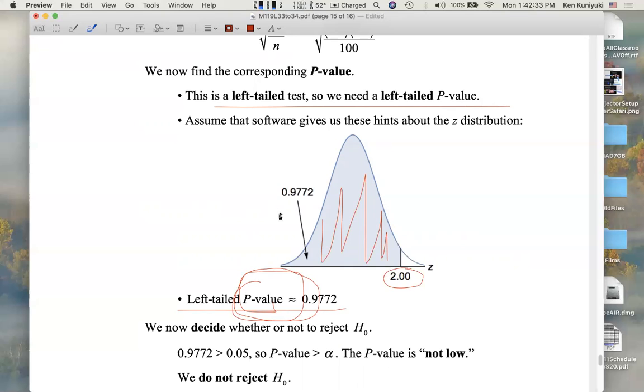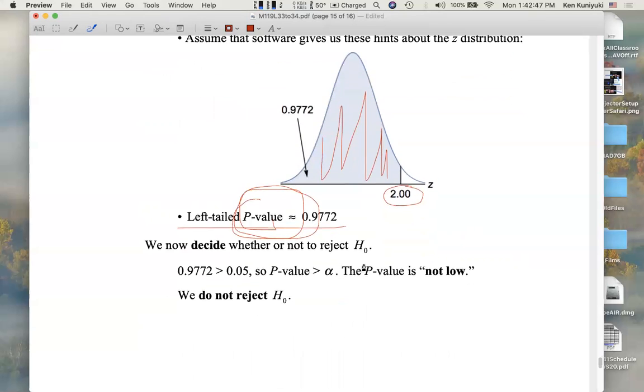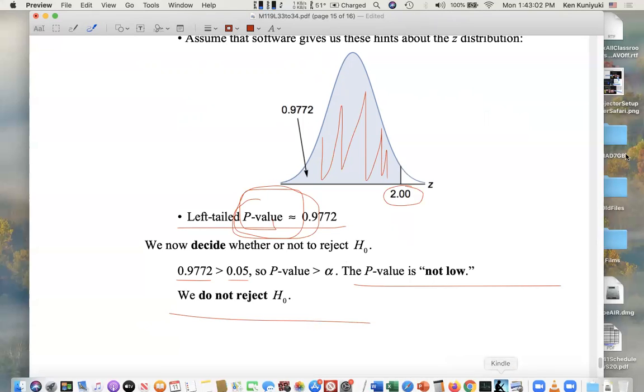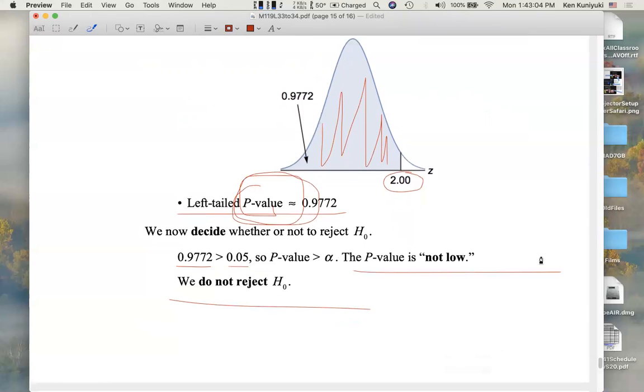Is there any way whatsoever that p-value is low? There's no way. Again, it makes no sense for your alpha to be 0.5 or higher, right? There's no way that alpha is going to be 0.99. Decide whether or not to reject the null. Let's see. Almost 98% versus 5%. I think that's higher, right? It's not low. The p-value is not low by any reasonable measure for alpha. We do not reject the null. But we should have been able to figure that out early on. There's no way we're rejecting the null in favor of the alternative.